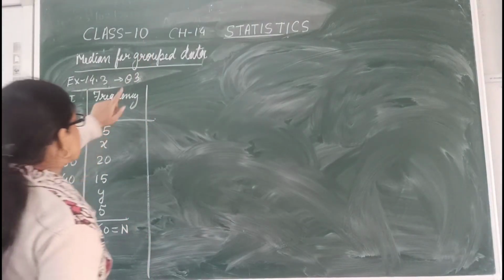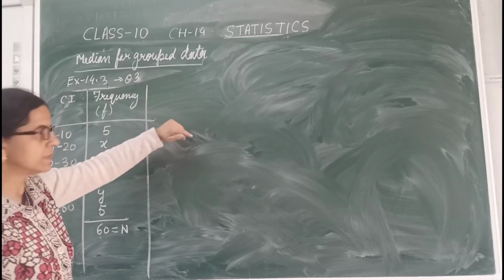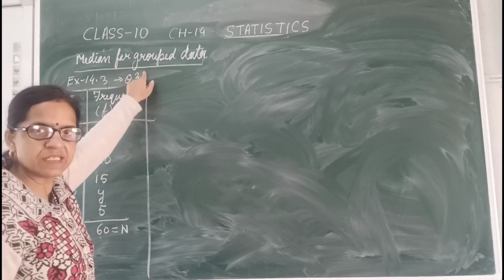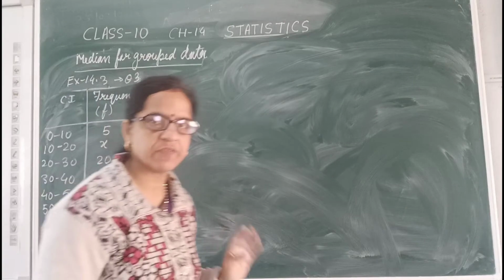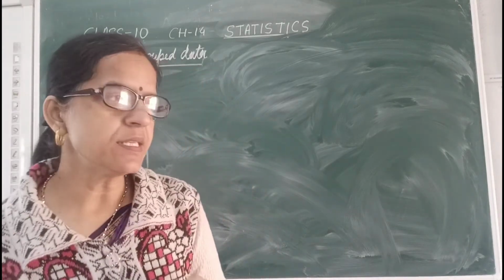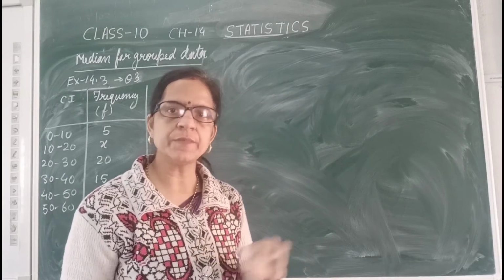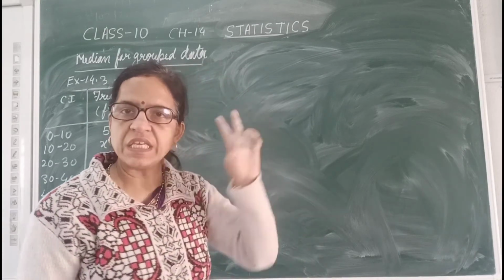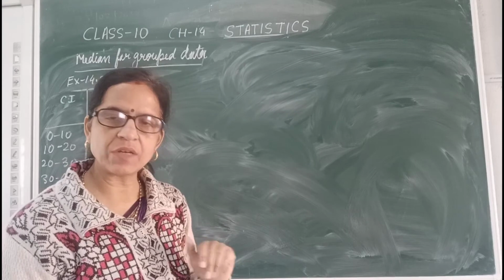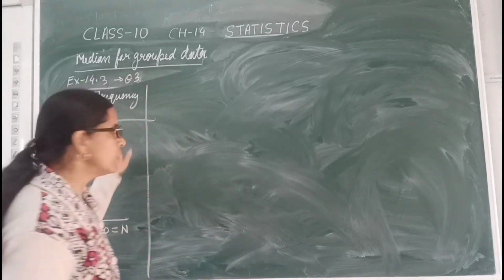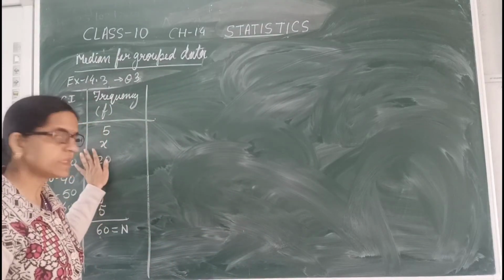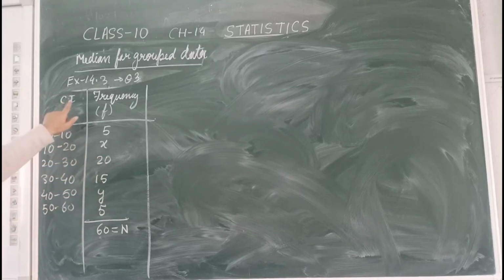Okay, now let us go to the next type of sums which come under the median section, that is finding the missing frequency. Children, I am repeatedly saying that if one missing frequency is to be calculated, then the median value will be given. If two missing frequencies are to be calculated, then the median value and the sum of all the frequencies will be given. Now here on the board I have written one question.